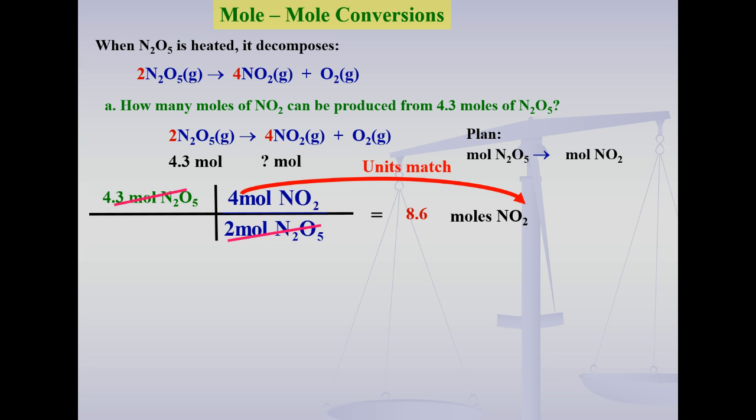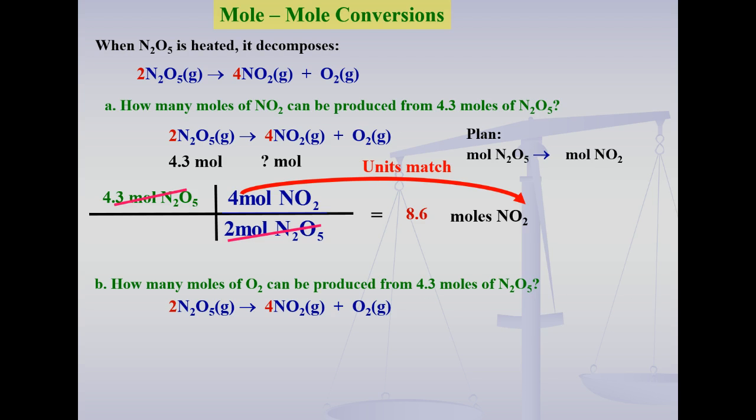Let's do another using the same equation. This time we want to know how many moles of oxygen can be produced from the same amount of dinitrogen pentaoxide. Our given, 4.3 moles of dinitrogen pentaoxide. Our unknown, moles of oxygen. Our plan, moles of dinitrogen pentaoxide to moles of oxygen.